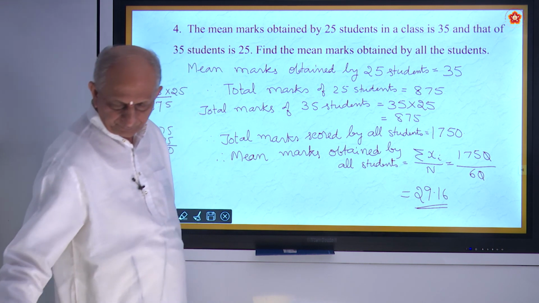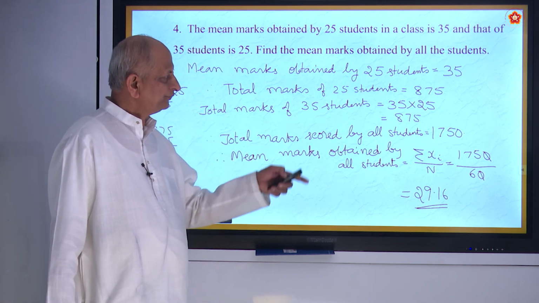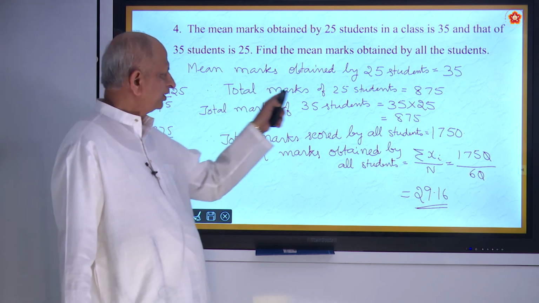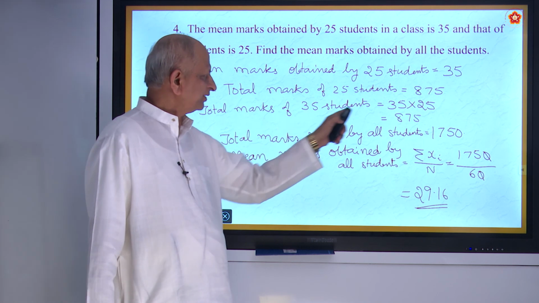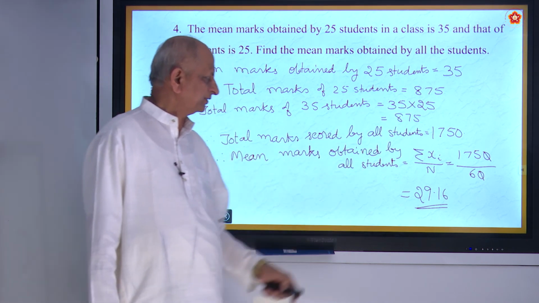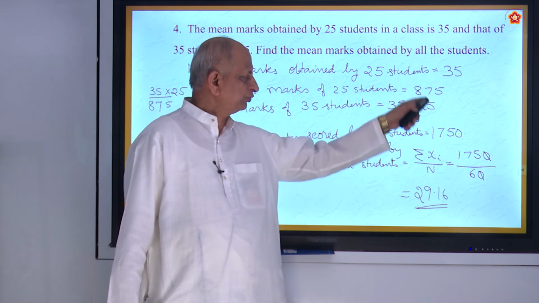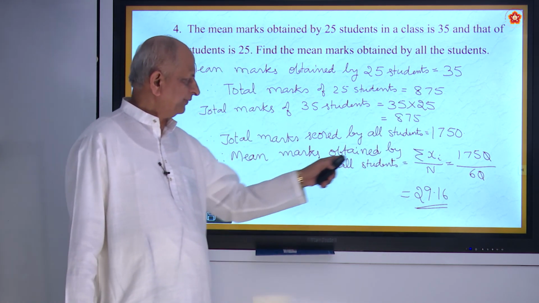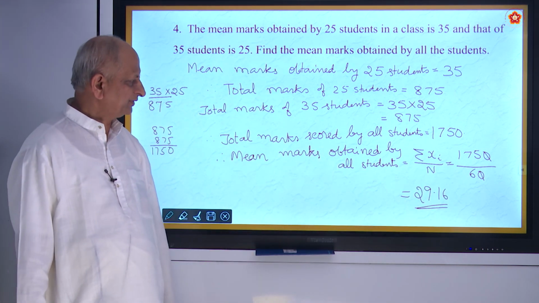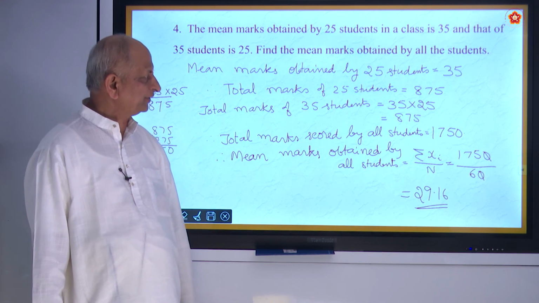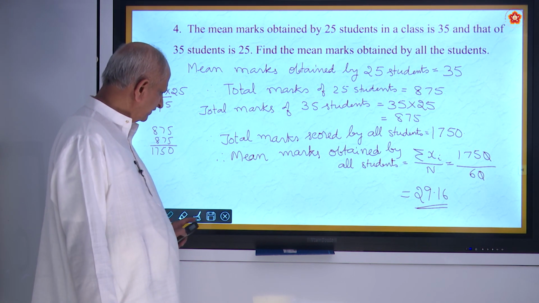Okay. So note down what we did. We multiplied to get the total marks for the first group, and second, 35 marks multiplied and got the total marks. Now the total marks scored by all the students: add these two, you get this, and divide by the number of students. You get the answer as 29.16. Okay. Shall we go to home assignments?